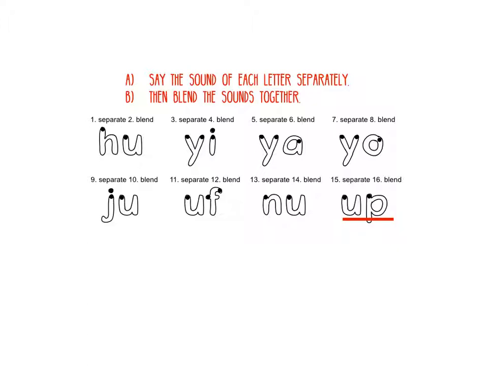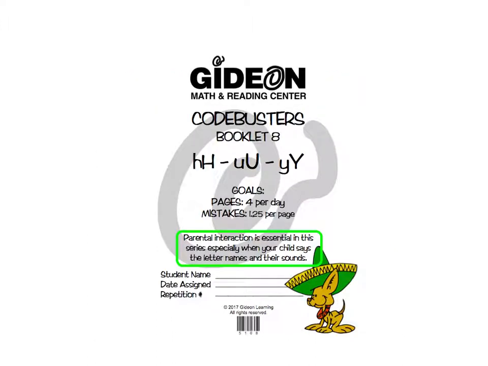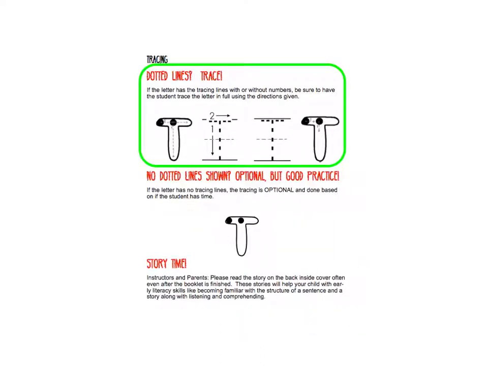And that's going to be the blending you'll see, as well as some other review ones in this booklet. Now for the parents. Remember, parental interaction is essential in this series, especially when your child says the letter names and their sounds. If you open up your child's booklet to the front and side cover, you'll see this page.